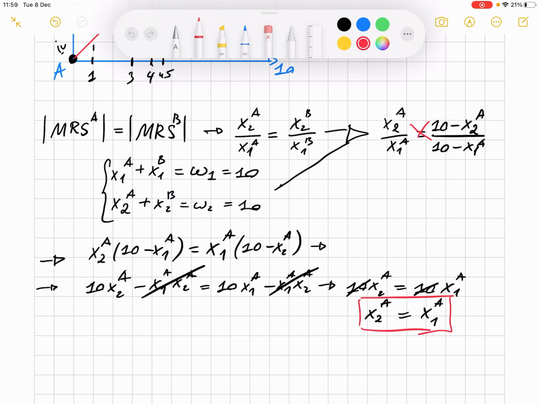Okay, so that's it for this exercise, and then we will solve the next one, which is 4.